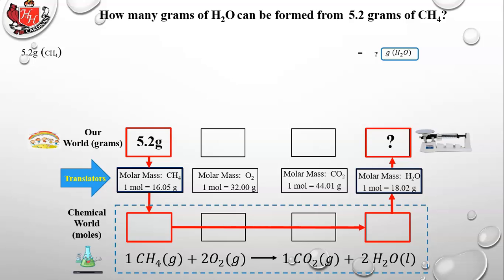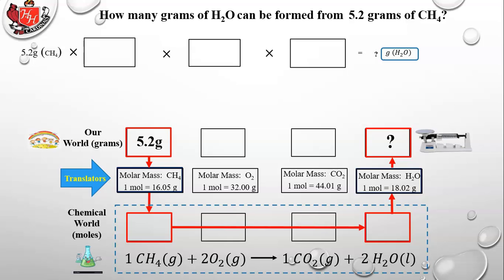So here we go. Our first conversion is to go from 5.2 grams of CH4 to some number of moles of CH4. We need to get down into the chemical equation. So we're going to use the molar mass. That's our translator. So 3 conversions. You see the 3 boxes right there. So the first one is the molar mass. 1 mole CH4 equals 16.05 grams of CH4. So what are the 2 conversion factors for that? Hopefully that's natural to you by now. You just put one of them over the other, and then you flip it like that. Those are both true statements.